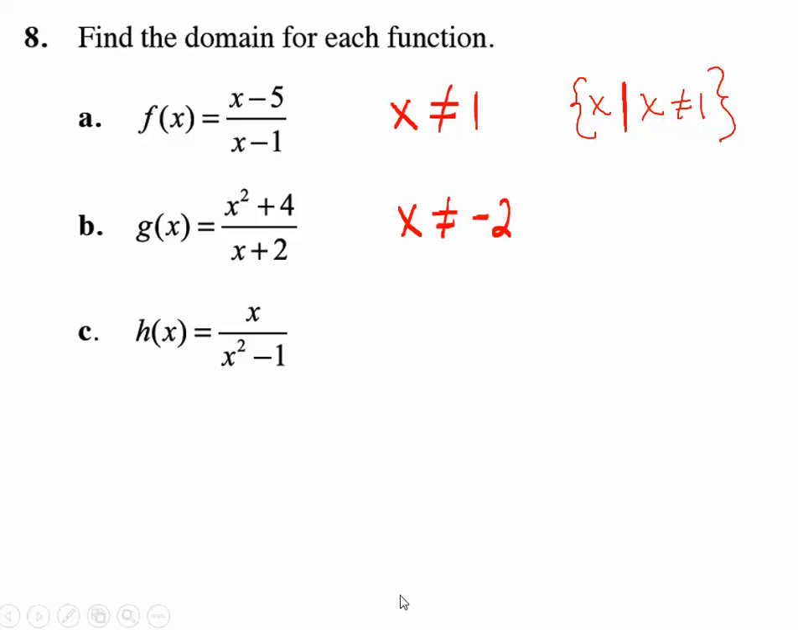-2. And of course they get tricky. They're not always that easy. Sometimes you do have to factor, sometimes you have to do a little bit of algebra here. So how about x squared minus 1? Does that factor down into x plus 1, x minus 1? Alright, so what are the numbers that don't work?